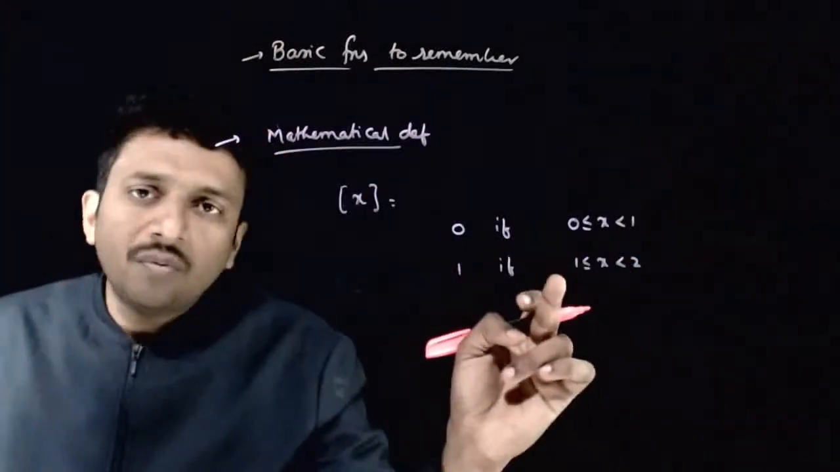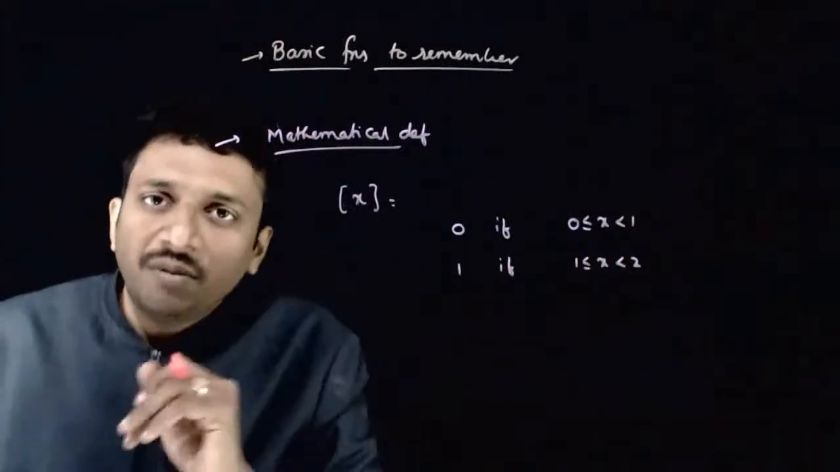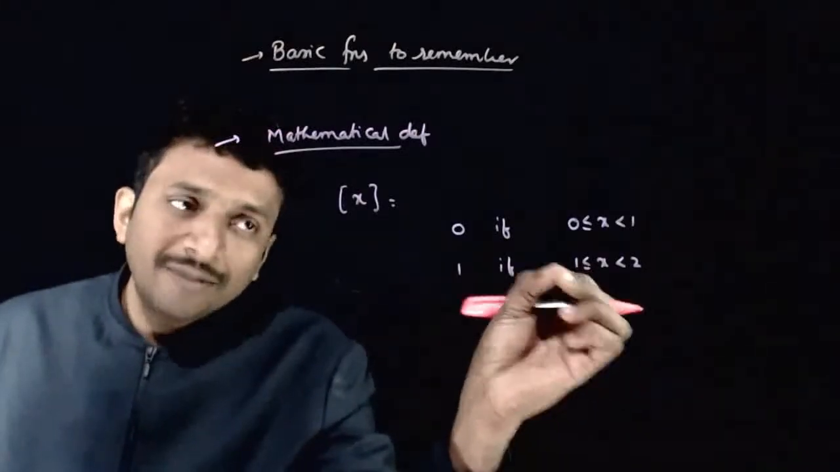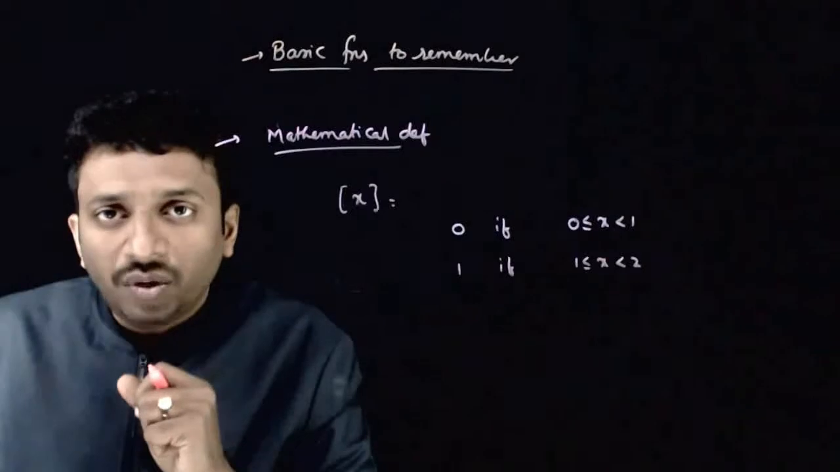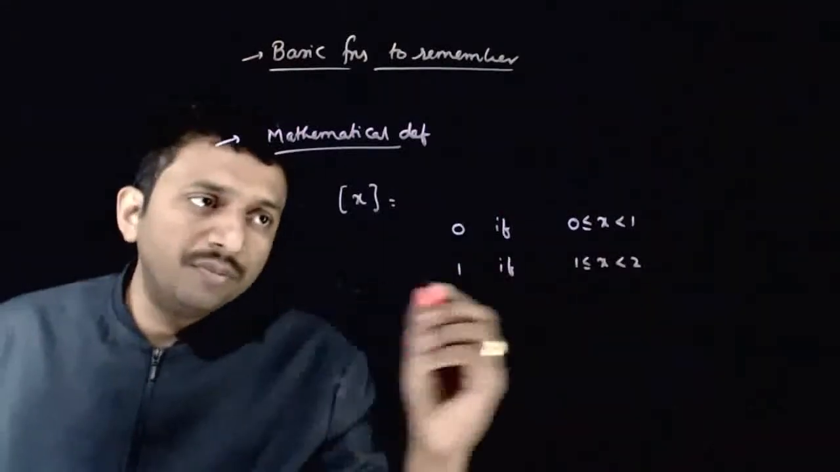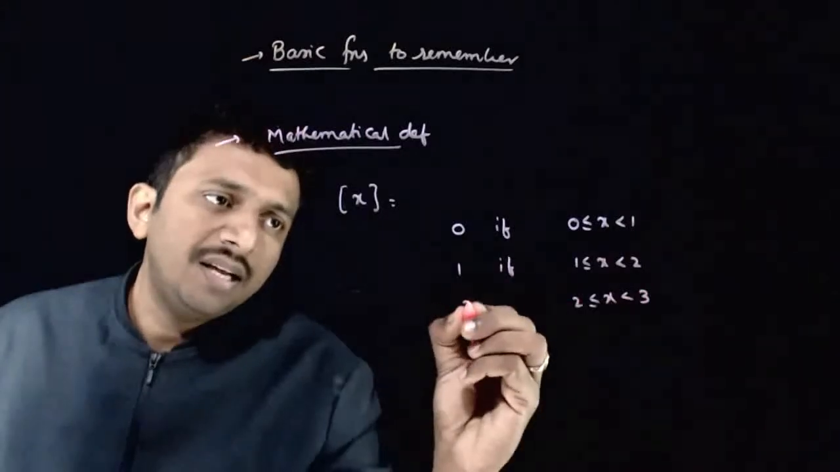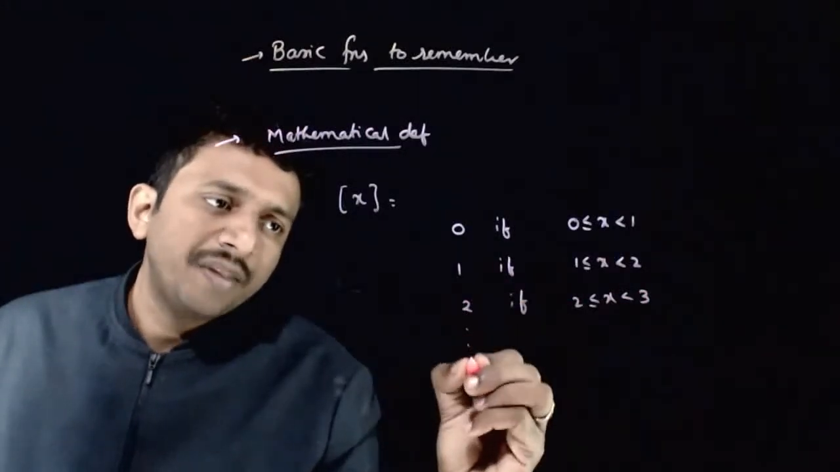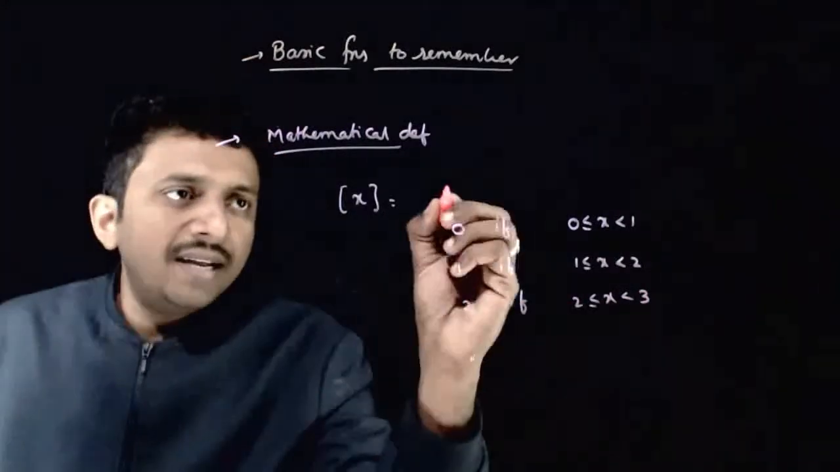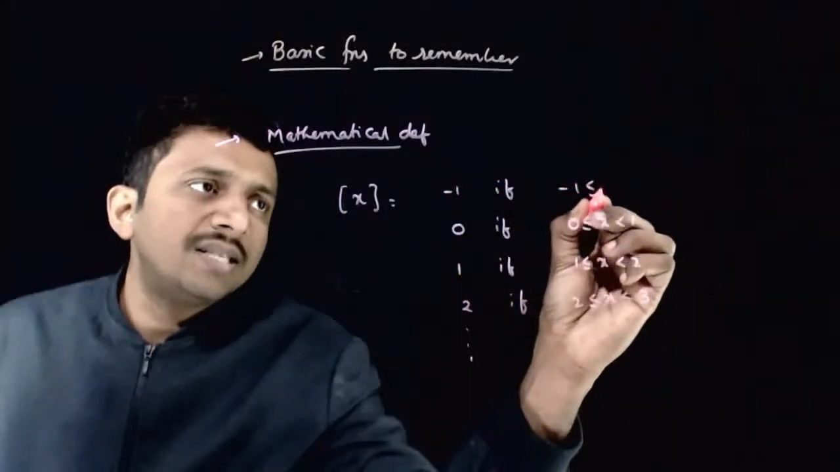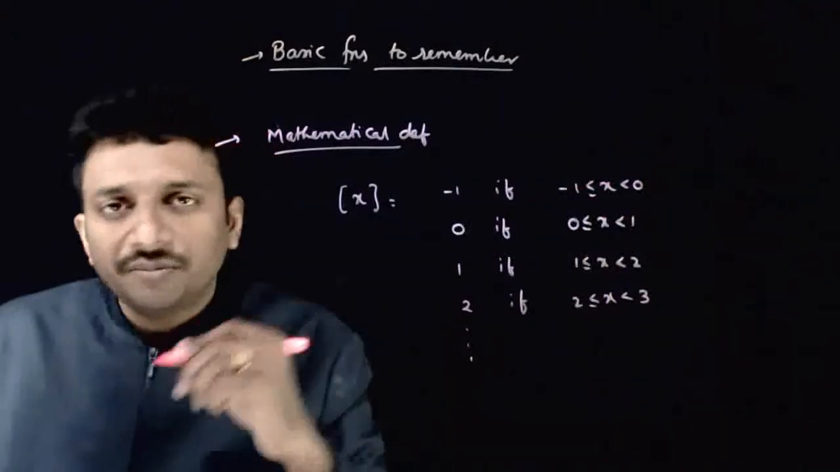And the integer part will be 1 if 1 is less than or equal to x less than 2. So if x is in between 1 and 2, the integer part will be equal to 1. Exactly when x is equal to 1, the integer part starts becoming equal to 1, and it goes on till 2. And if x is in between 2 and 3, the integer part will be equal to 2, and this goes on. And the integer part will be equal to minus 1 if minus 1 is less than or equal to x less than 0.